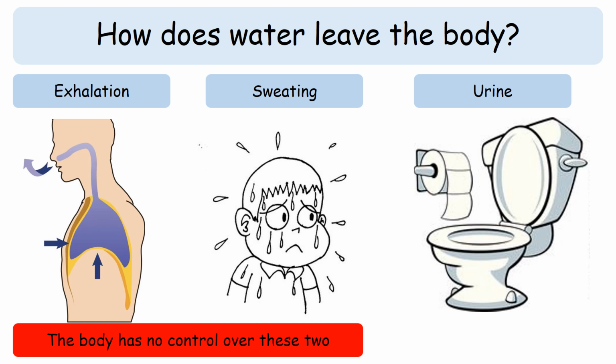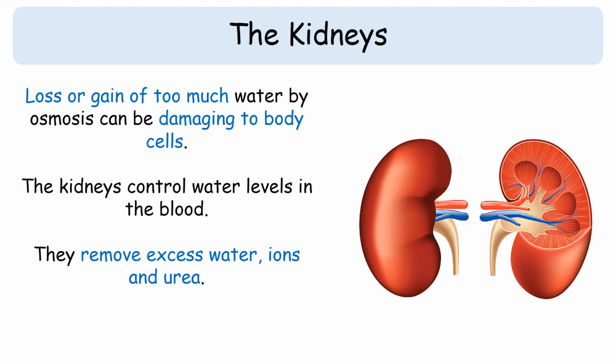The body doesn't control these two. These are part of homeostasis. They're controlled by your hypothalamus, so you have no auditory control. So let's talk about the kidneys. Your kidney is an organ found in your lower back, essentially.